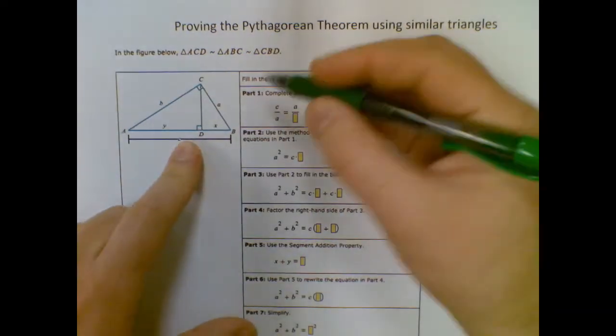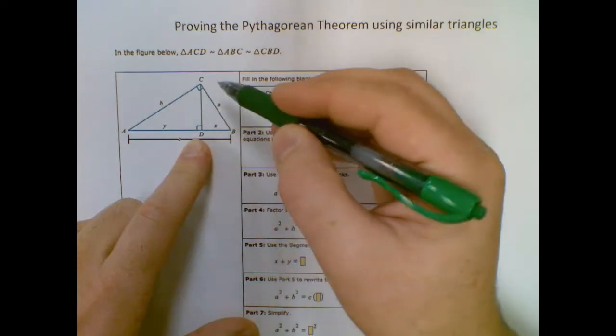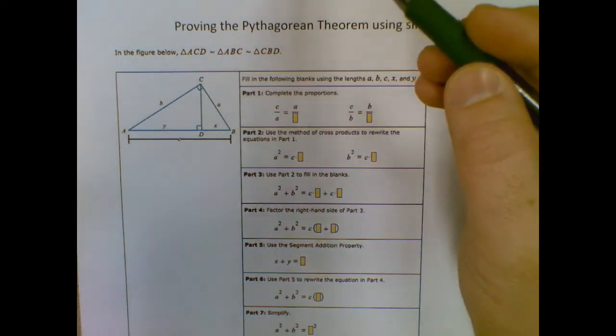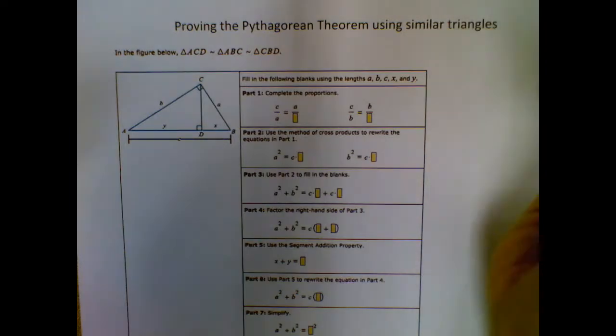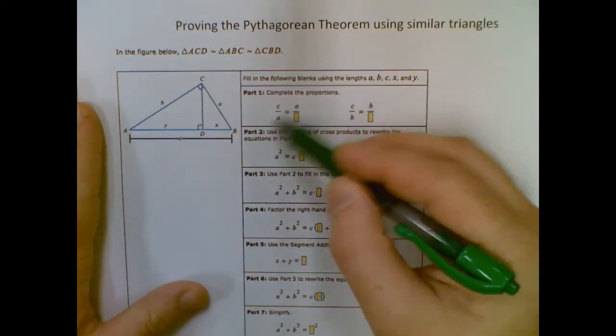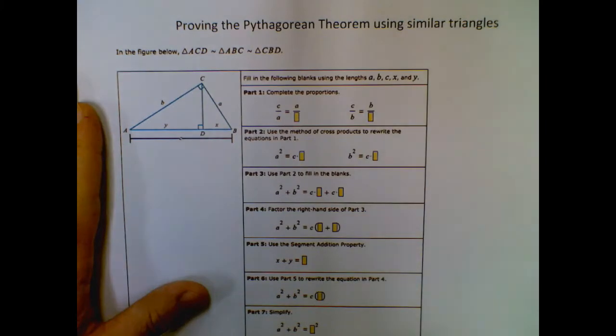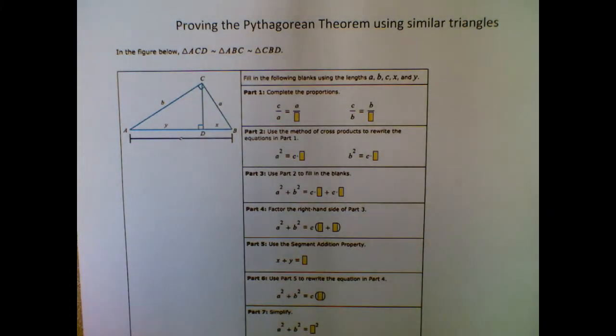Complete the proportions. So C over A. Be careful as we're going through here, it's really easy to mix things up. Notice these are lowercase letters, so these are side lengths, as opposed to our A, B, C, D, which are capital letters. Those are our points. So there's a lot of stuff going on.